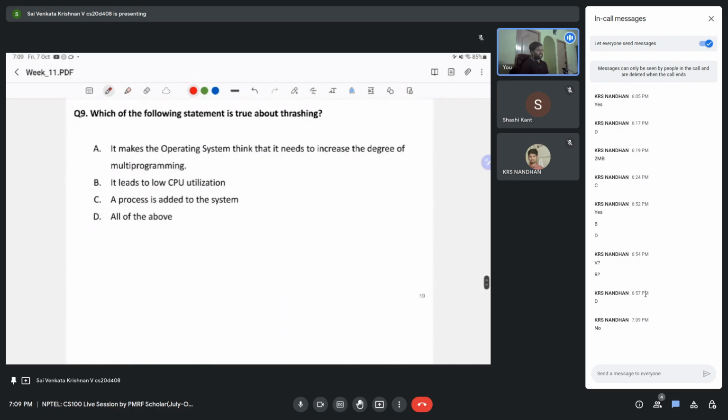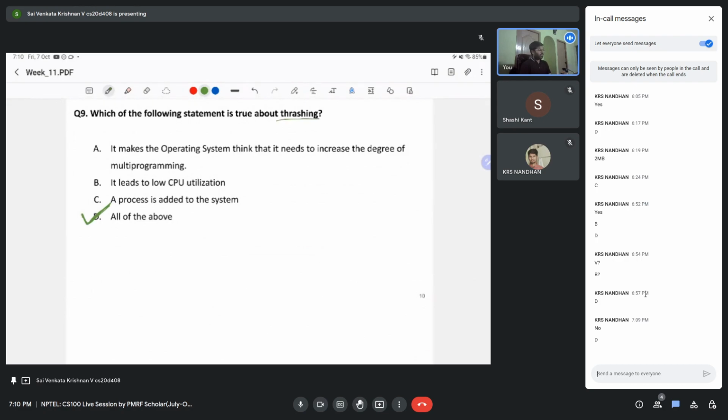Which of the following statements is true about thrashing? It makes the OS think that it needs to increase the degree of multiprogramming. It needs to lower the CPU utilization. It leads to low CPU utilization. A process is added to the system. Or all of the above. Right, so as Nandan has mentioned, option D is the correct answer.